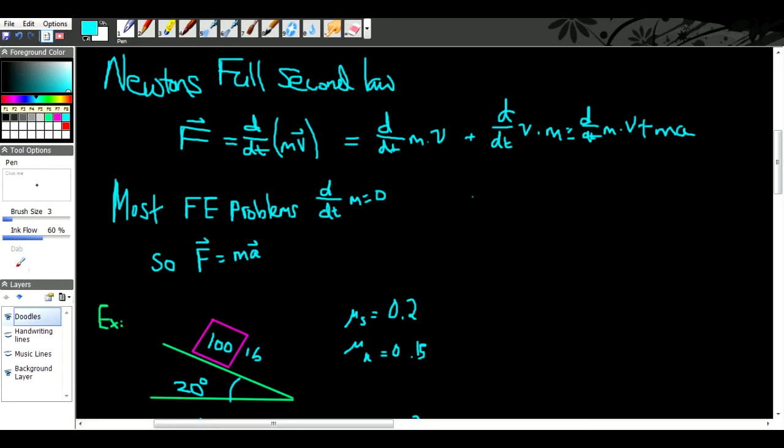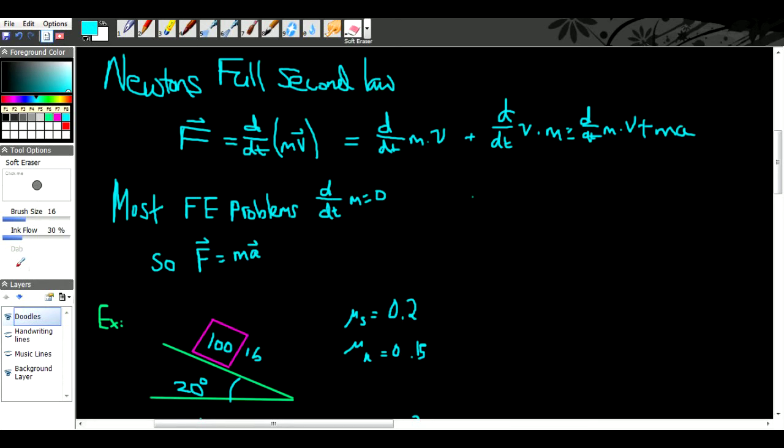Newton's full second law is that the force equals the time rate of change of momentum, which means that if we have a change in mass and a change in velocity, we end up with the time rate of change of the mass times the velocity, plus the mass times acceleration. That's just from doing the chain rule on this term right here.